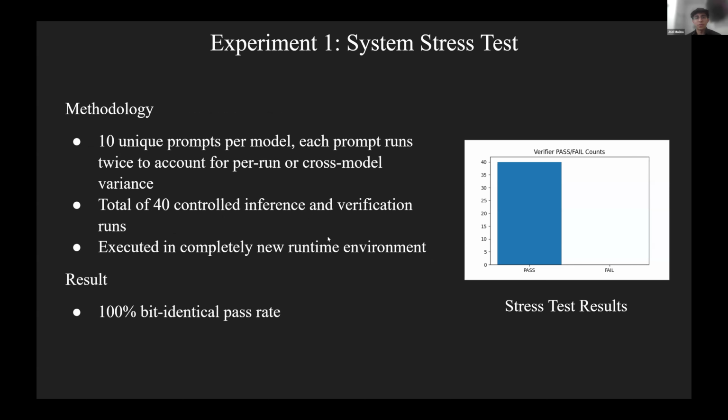So getting into experiment one, we have the system stress test. I took 10 unique prompts per model in each model family, and each prompt runs twice to account for per run or cross-model variance. This adds up to a total of 40 controlled inference and verification runs, and each time they're executed in a completely new runtime environment. And as you can see on the right, it passed every single time, implying that the first two phases of the determinism were enforced and they passed correctly.